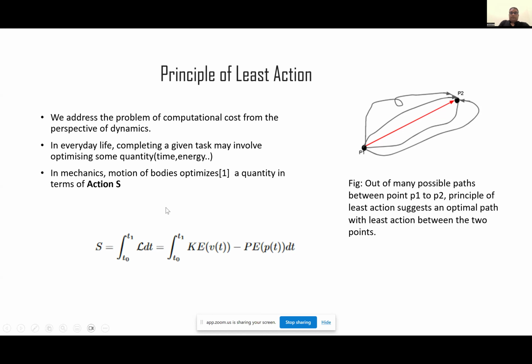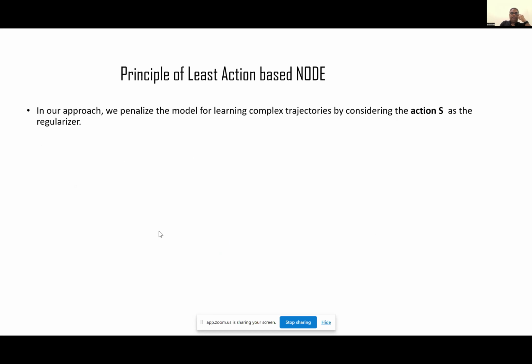minimizes this quantity called action, and the action is given by the difference between the kinetic energy and the potential energy. It's the integral of that. So we want to use this action as a regularizer in our work.